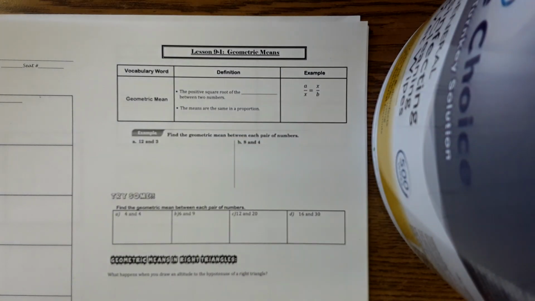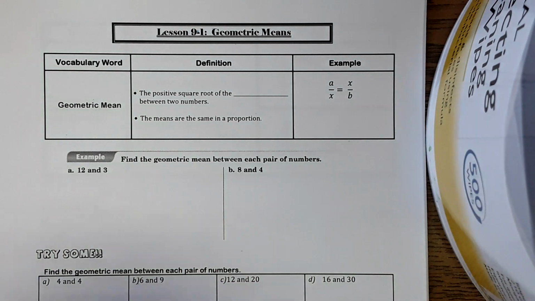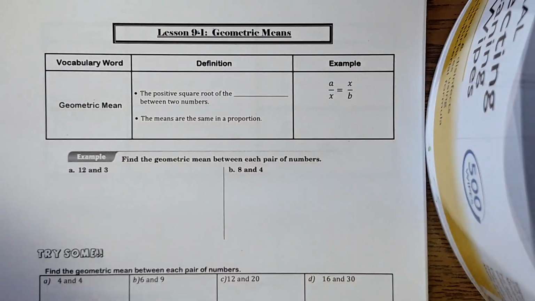Okay, so starting at the top, what is a geometric mean? It's the positive square root between two numbers. I know that might not make a lot of sense to you, but we're going to look at what it means.